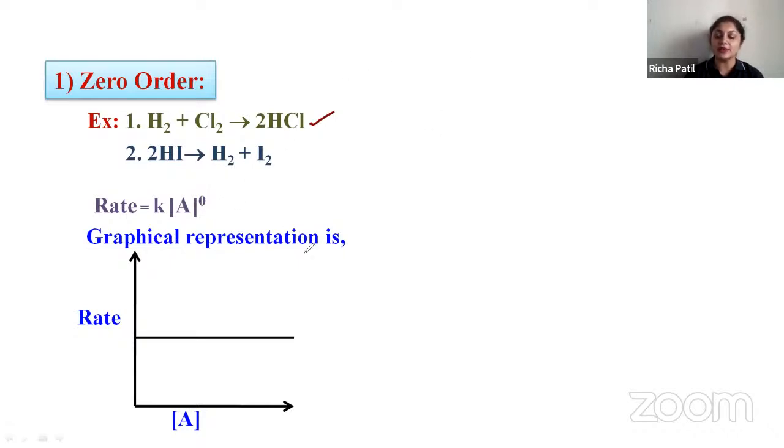Now the graphical representation. You take rate versus concentration of A. It is a straight line, so this is zero order. You have studied this in the theory part. With respect to CET, just remember the graphical representation for each example and how the rate is expressed. Okay, we'll go for the next one.